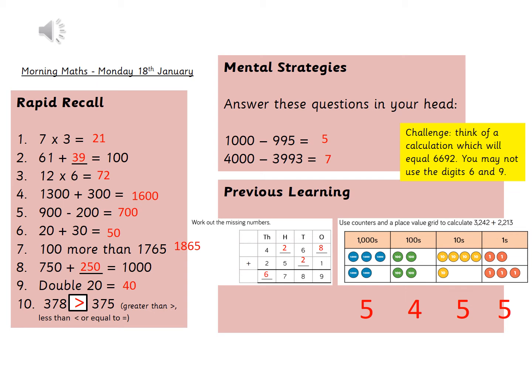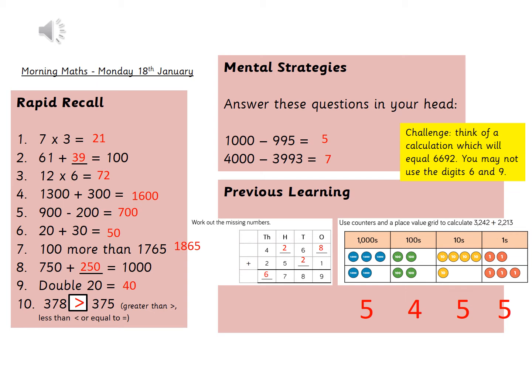In terms of the mental strategies, when you first look at these, you may think that you need to do some written calculations because the numbers involved are very, very big. They're all 4-digit or large 3-digit numbers. However, if you look closely, you'll see that the difference between each number is actually quite small.